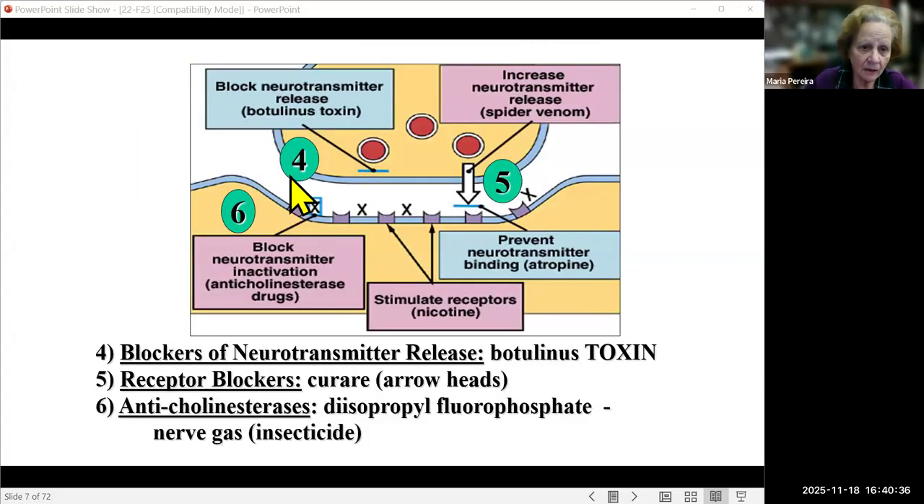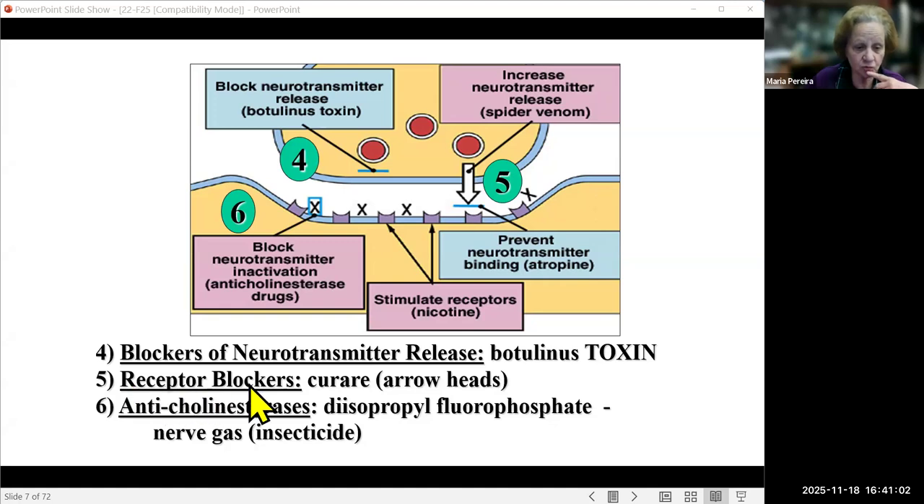How about now chemicals like botulin or Botox? Remember what the effect is? They prevent the synaptic vesicles from fusing with the plasma membrane, and therefore there's no neurotransmitter being released. So blockers of neurotransmitter release, another strategy.